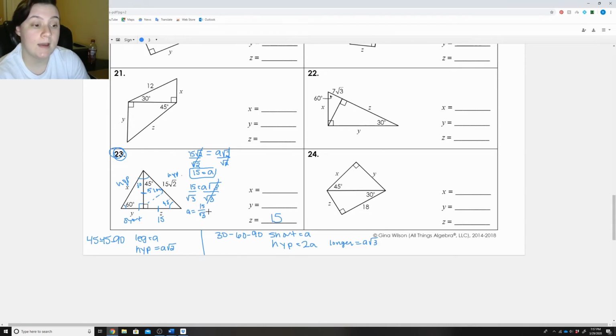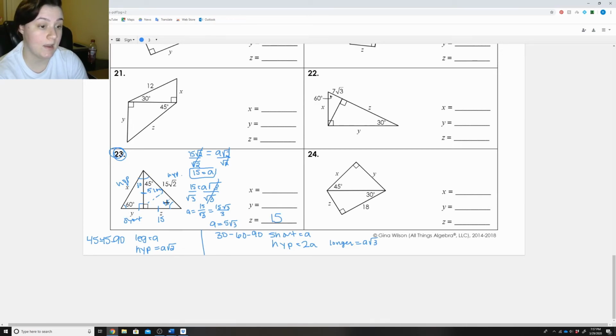If you go through rationalizing, okay, multiply the top by square root of 3, multiply the bottom by square root of 3, you're going to end up getting 15 times square root of 3 divided by 3. 15 divided by 3, since they're both not underneath the radical, or the square root, is going to give us 5 square root of 3. So this a value on this side is going to be 5 square root of 3.